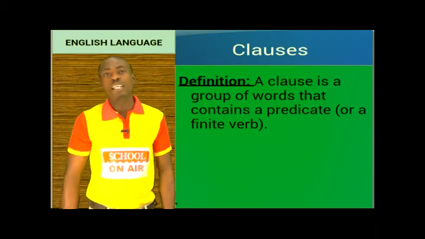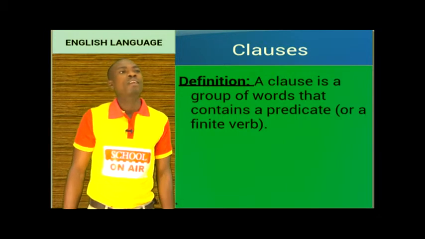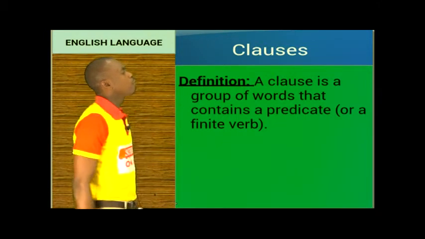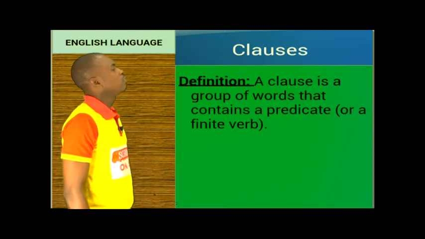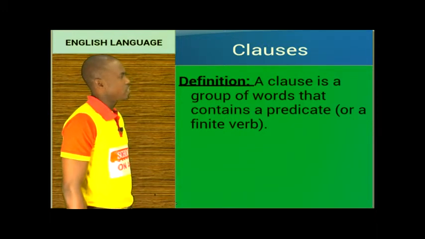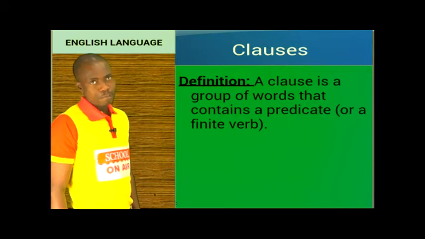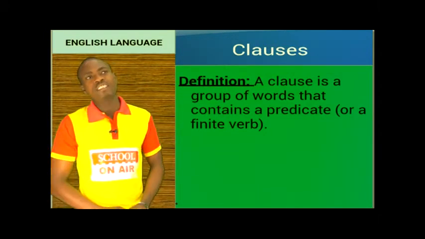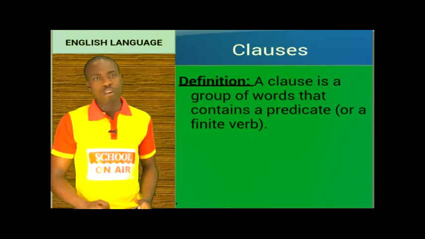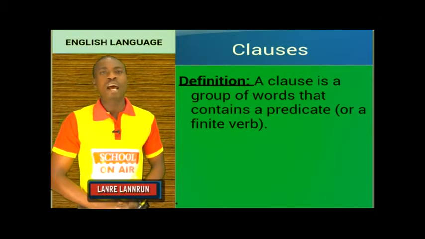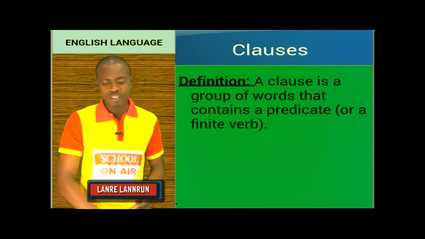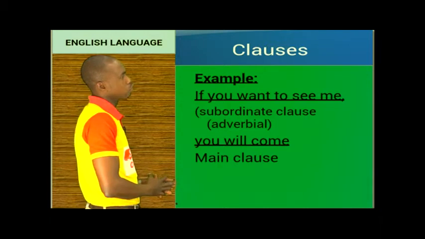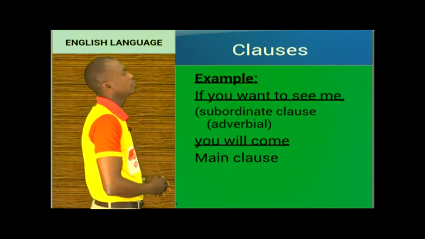Let us see the clauses. Now, definition. A clause is a group of words that contains a predicate or a finite verb. If a group of words contains a predicate, then it is a clause. I've told you what a finite verb is, and these are the examples of clauses.